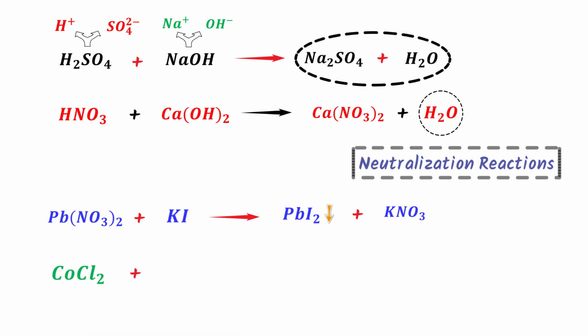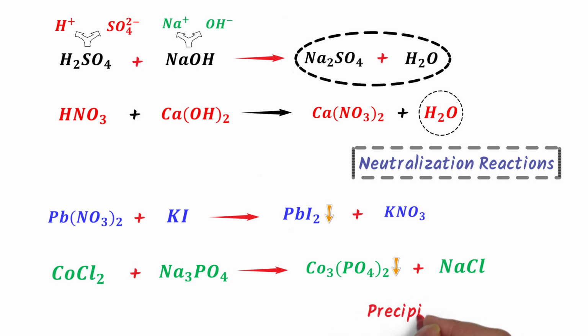Similarly, cobaltous chloride upon reaction with sodium phosphate, the precipitate of cobaltous phosphate is produced. As in such reactions precipitation takes place, so these ion exchange reactions are called precipitation reactions.